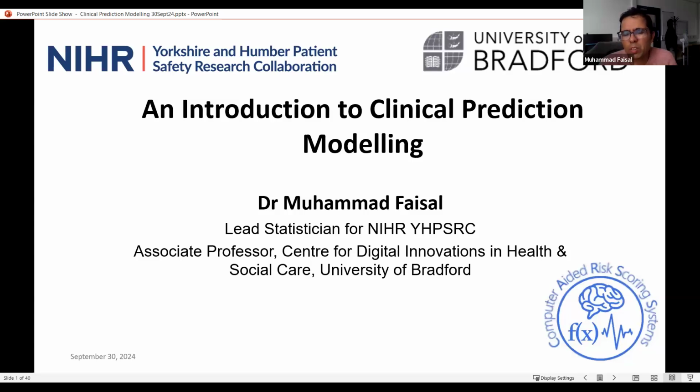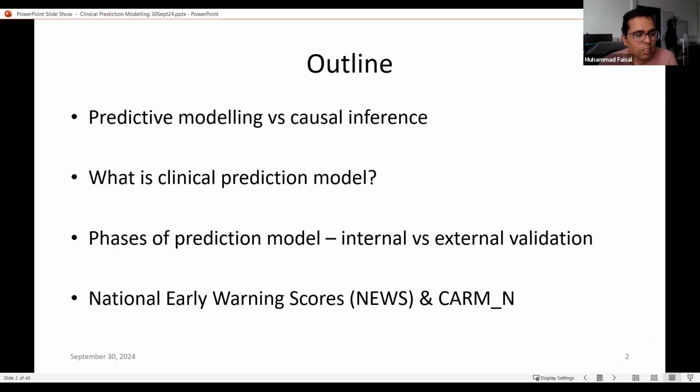There are a lot of names for clinical prediction modelling in the medical literature, and that is also a clinical prediction model example. I will show you the end outcome of this and what it adds to clinical decision making. This session will focus on what prediction modelling is and how it differs from causal inference, what clinical prediction modelling really means, its phases, and some examples like the National Early Warning Score and the computer risk scoring system that I'm referring to.